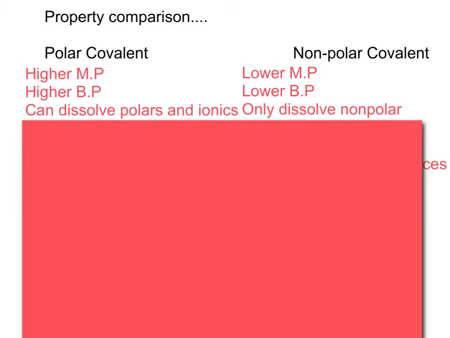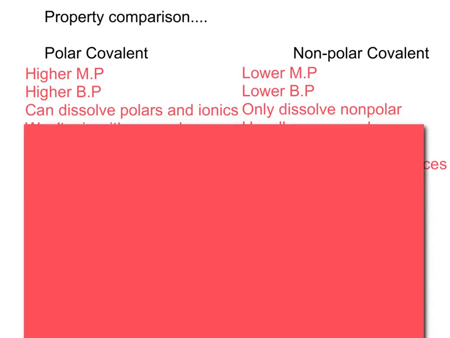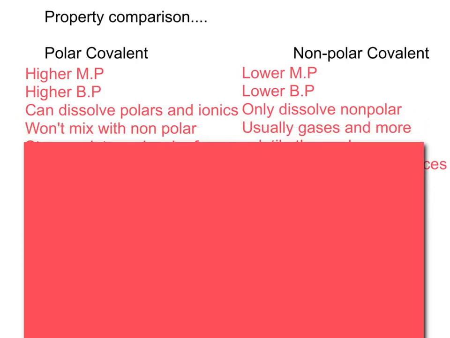Polars can dissolve polar compounds and ionics, while the nonpolars can only dissolve nonpolars. The rule we always use is like dissolves like. So things that are similar will dissolve things that are like themselves. All right, the next one. Polars won't mix with nonpolar. So if it's a polar to nonpolar, they will not mix. Did you ever drop a piece of candle wax in a glass of water? Or oil and water. Oil and candle wax are both completely nonpolar. They just will not mix with the polar water.